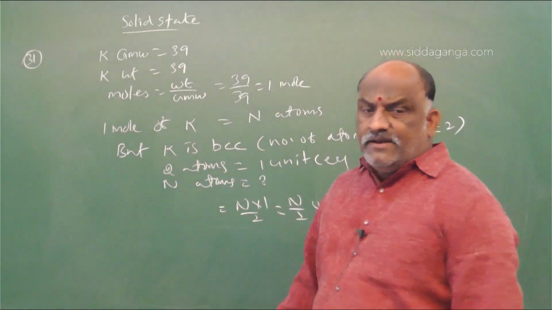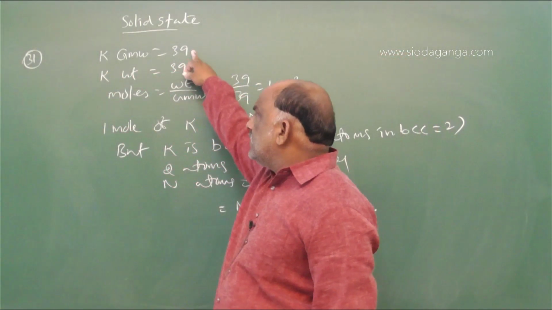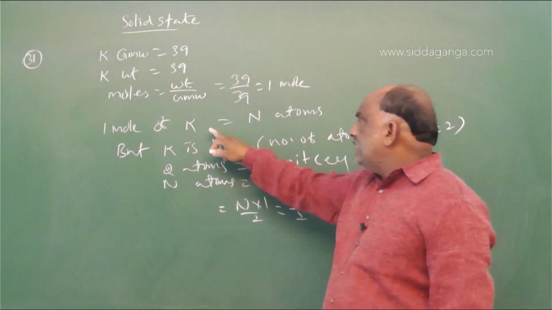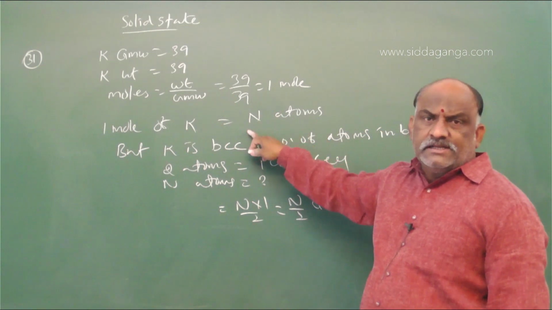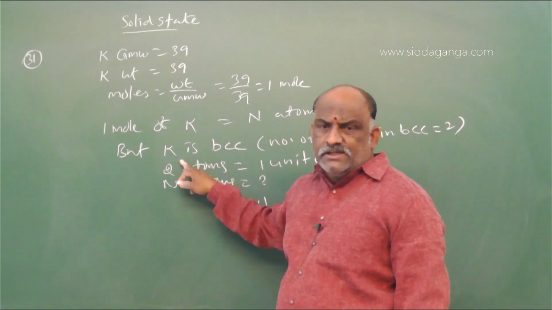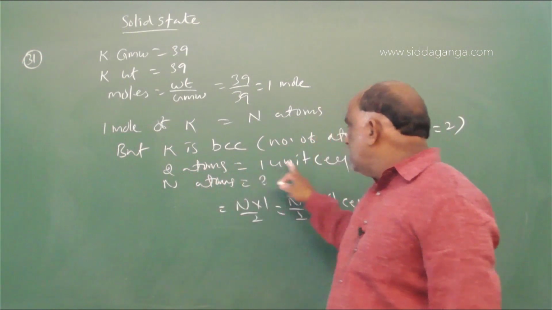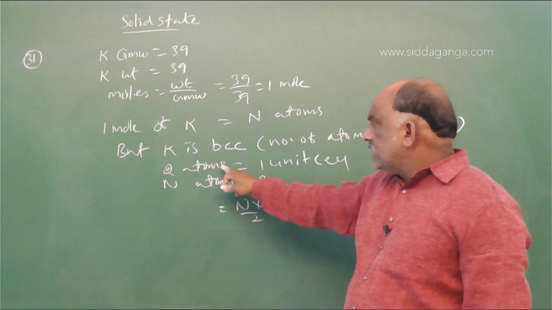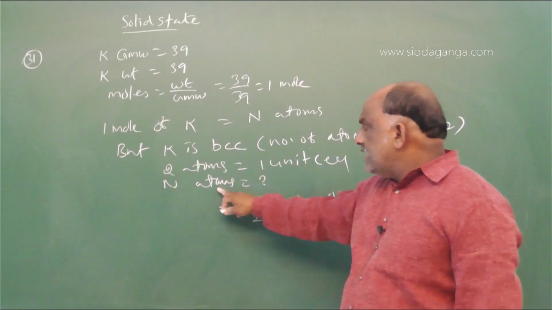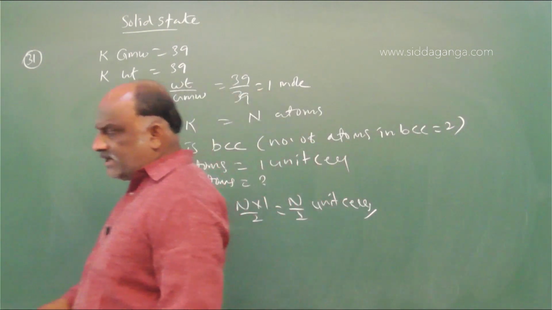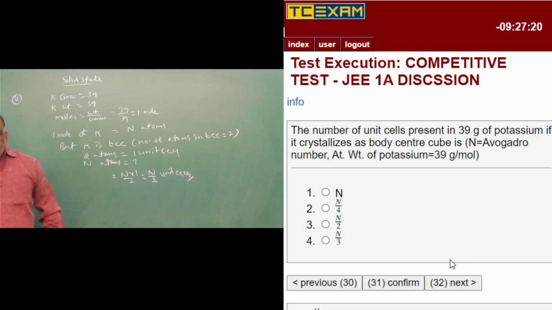39 grams weight is given, and the molecular weight of potassium is 39. Weight by molecular weight is 39 by 39, which is 1 mole. 1 mole contains N atoms. Potassium belongs to body centered cube, where 2 atoms is equal to 1 unit cell. So N atoms means N into 1 by 2, which is N by 2. N by 2 is the right answer for question number 31.